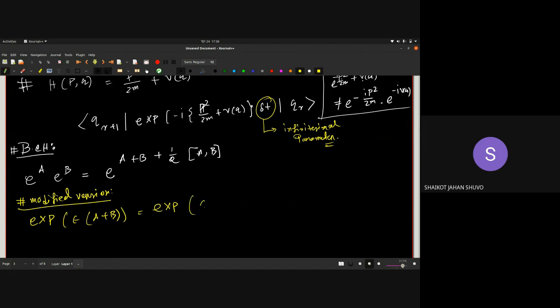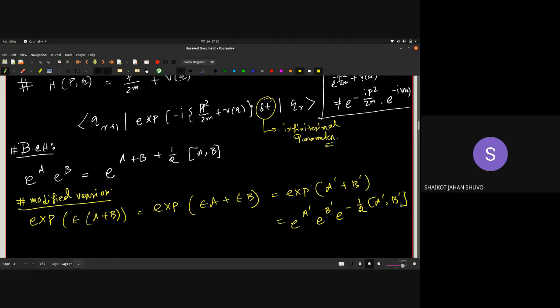So you can write this as epsilon a plus epsilon b, right? Let's call epsilon a as a prime and epsilon b as b prime. Now you apply the BCH formula. So this is e to the power a prime, e to the power b prime. Oh, sorry, it should be plus b prime, e to the power minus 1/2 of the commutator of a prime and b prime, right?